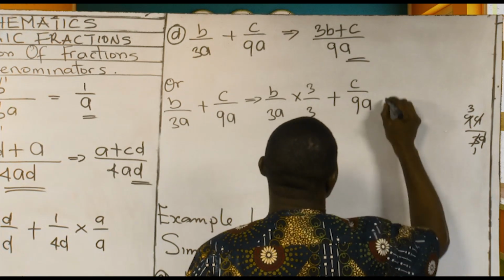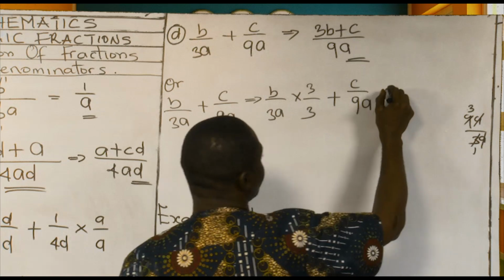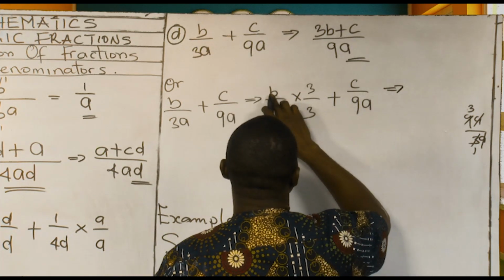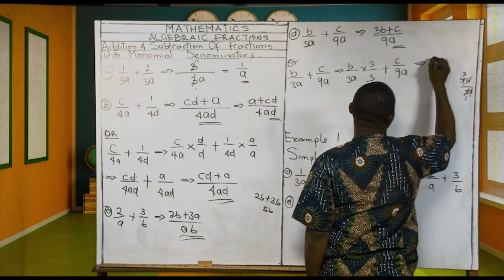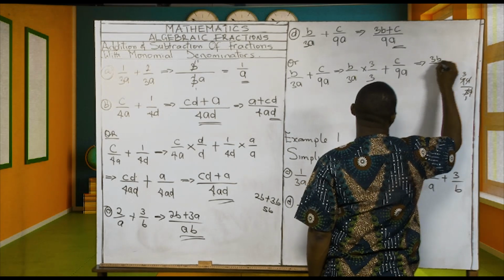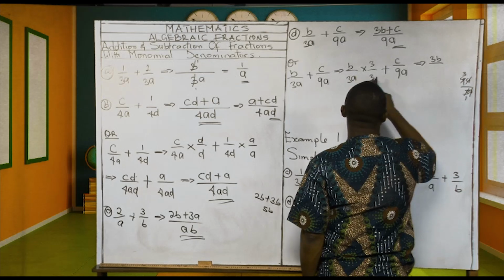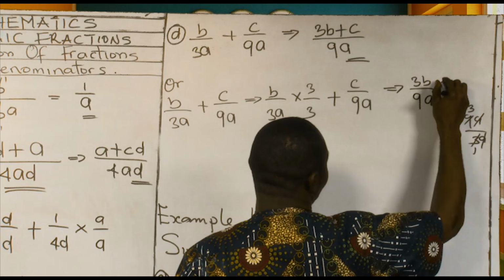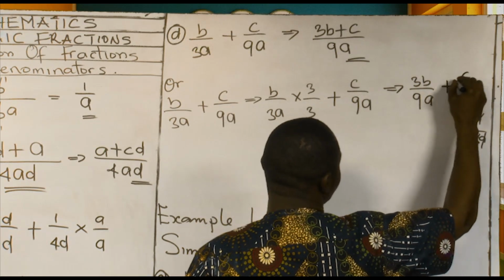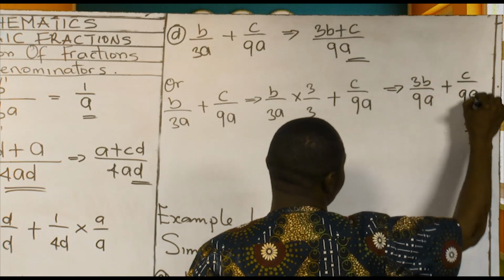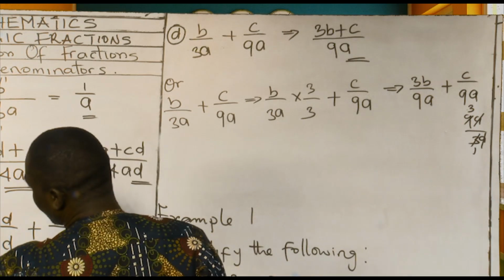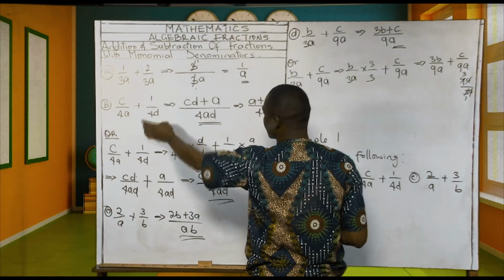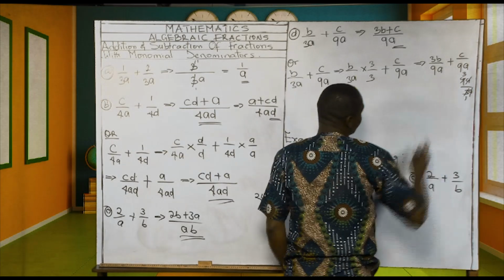All right, so which will give us B times 3, which is 3B, over 3A multiplied by 3, which is 9A. We have plus C over 9A. I used the second method here, so that you can understand.